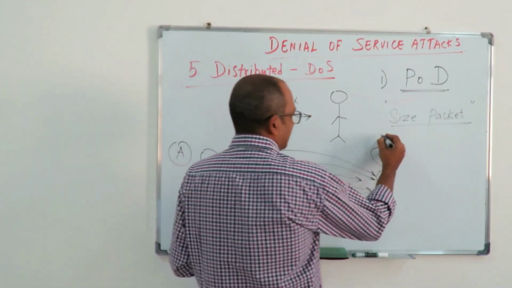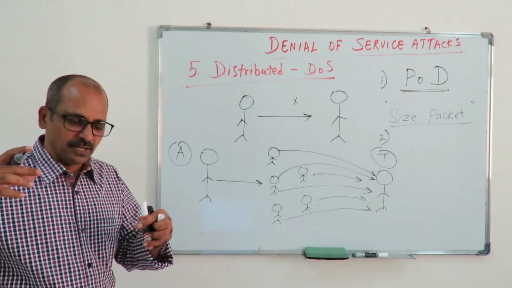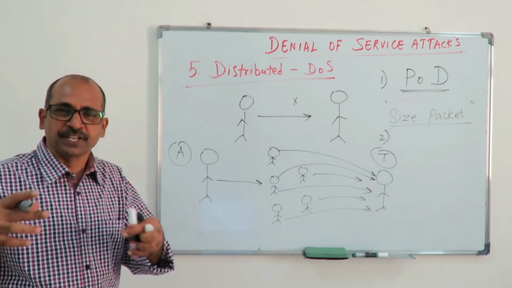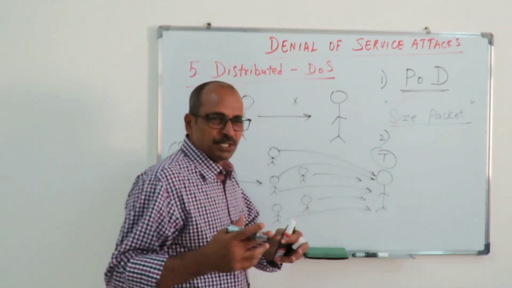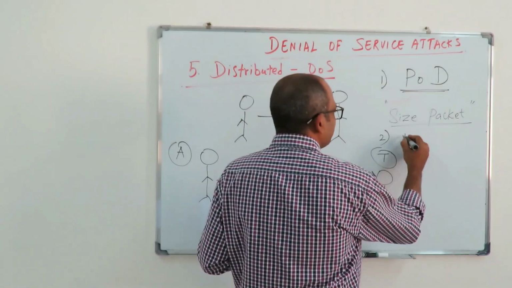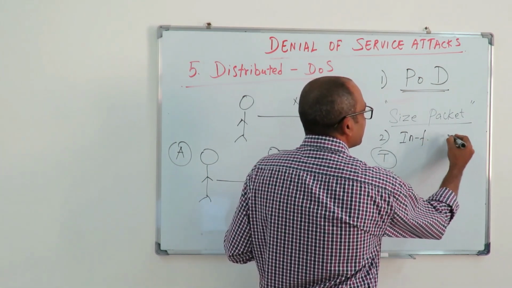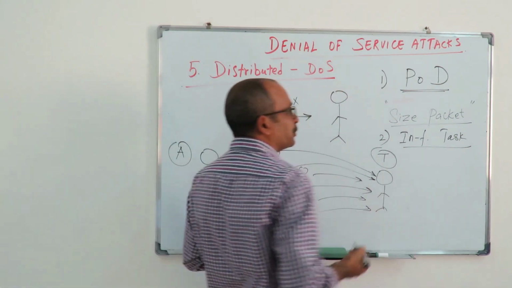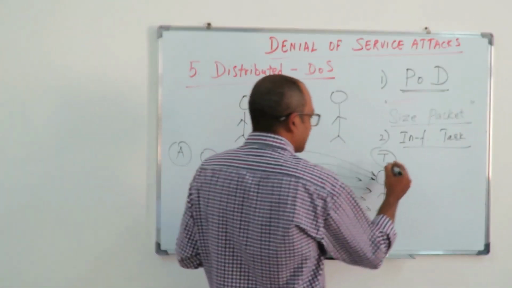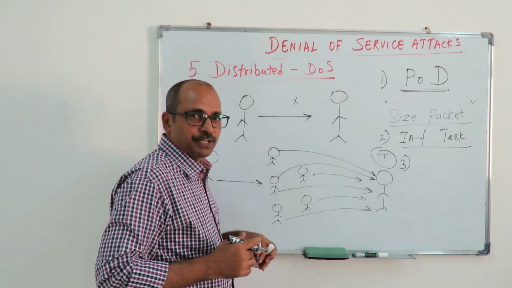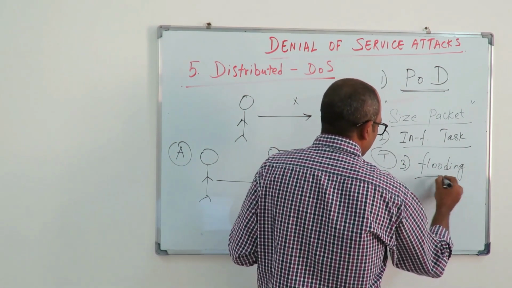The second method of creating a distributed denial of service attack is by giving very difficult computations, like decryption or encryption, which are infeasible and cannot be solved. So giving problems which cannot be solved, infeasible tasks. That is the second method. Then the third is flooding. We already discussed flooding in the previous topic, so using the flooding concept, we can do distributed denial of service attacks.